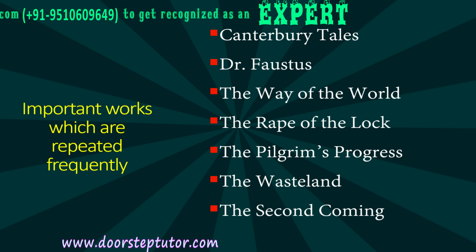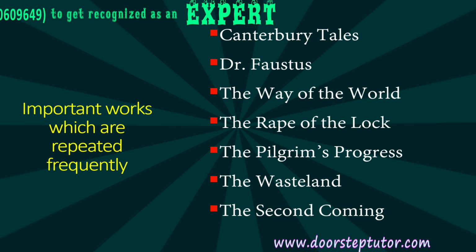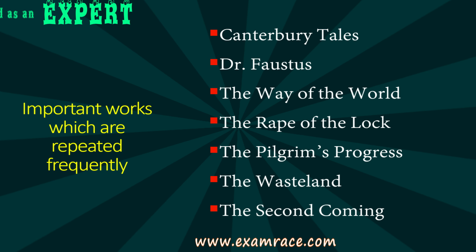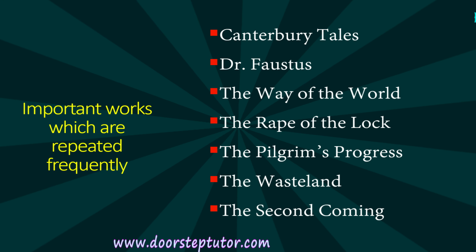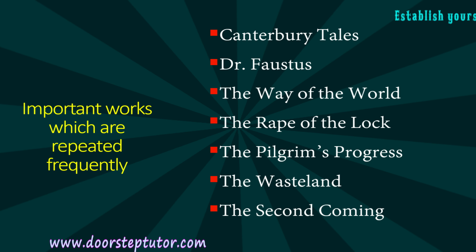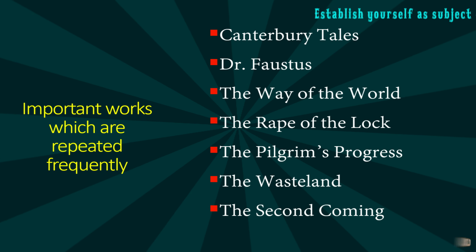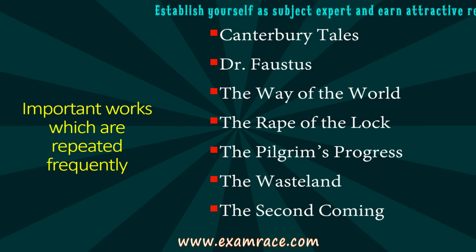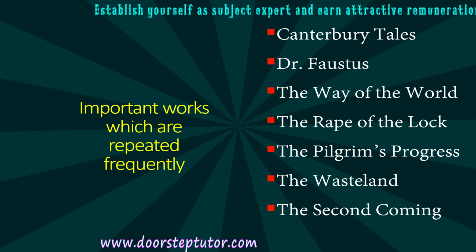The Waste Land is a modernist poem written by T.S. Eliot, and The Second Coming is a poem written by W.B. Yeats. So you have to know the characters who belong to these books and their years, chronology, and everything, the themes, everything about these works.